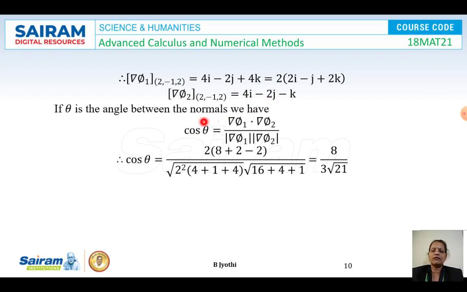If theta is the angle between the normals, we have cos theta is equal to del phi 1 dot del phi 2 divided by mod del phi 1 into mod del phi 2. So, when we take the dot product between these two, del phi 1 and del phi 2, we get twice of 8 plus 2 minus 2 divided by 2 square root of 4 plus 1 plus 4 into root of 16 plus 4 plus 1, which on simplification we get 8 divided by 3 root of 21.